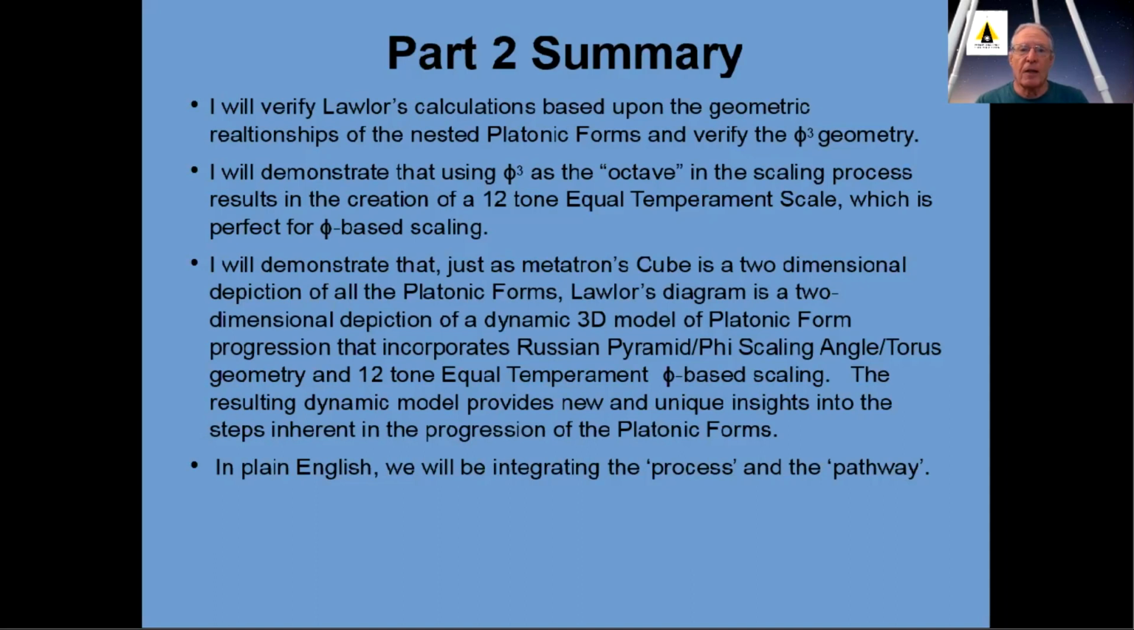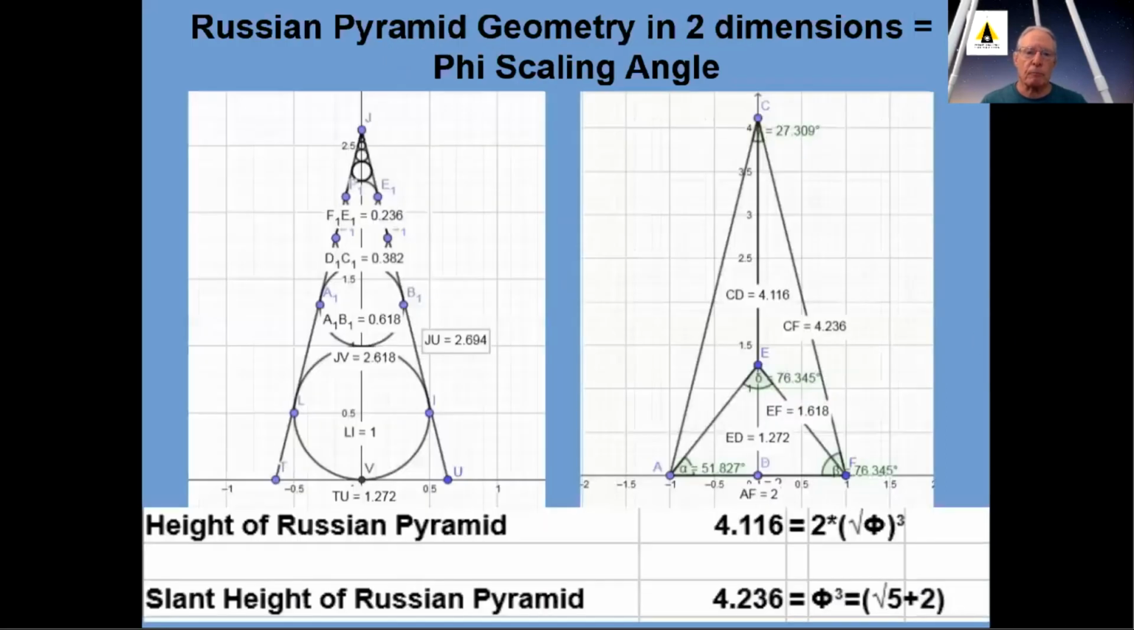So that was a mouthful, but in plain English, what we're going to be doing for the rest of this video is looking at the process, which is the progression of the Platonic solids, and we're going to be marrying that, or integrating it, with the pathway of the torus, the Phi scaling angle, and the Russian pyramid geometry. Pretty exciting stuff.